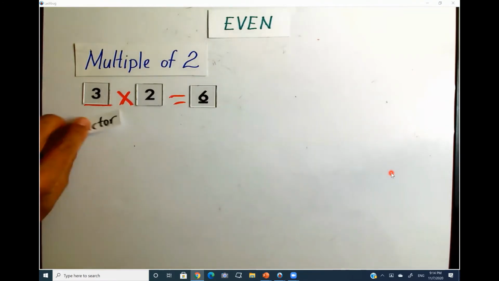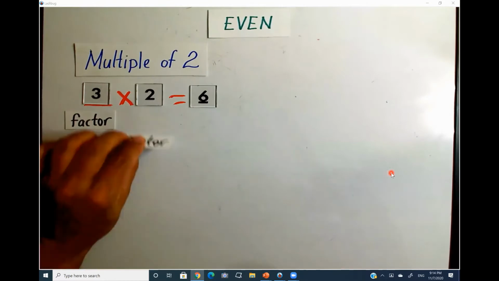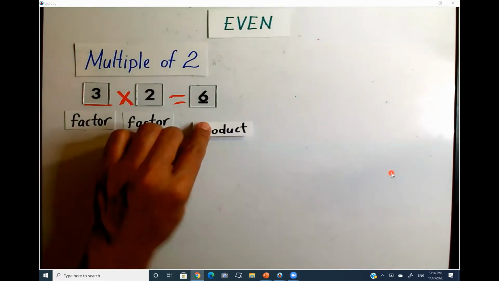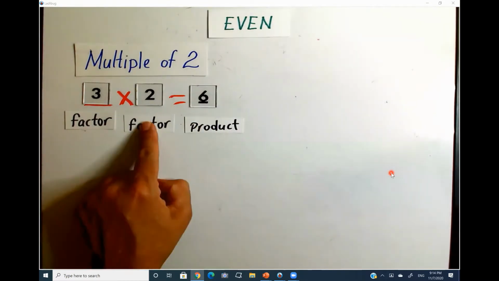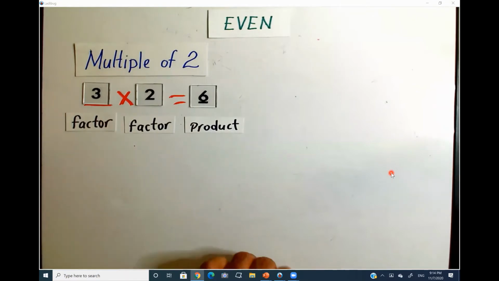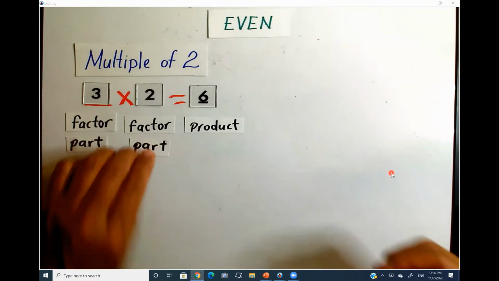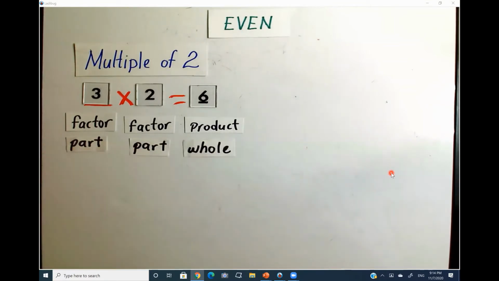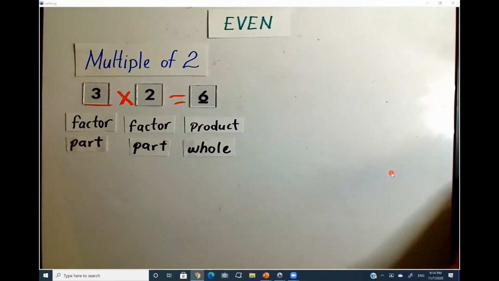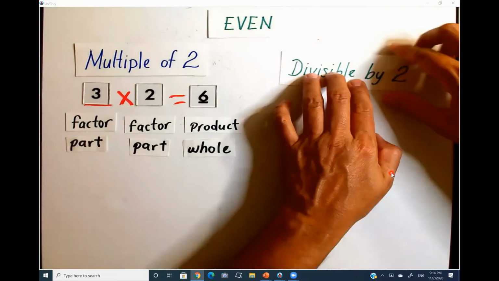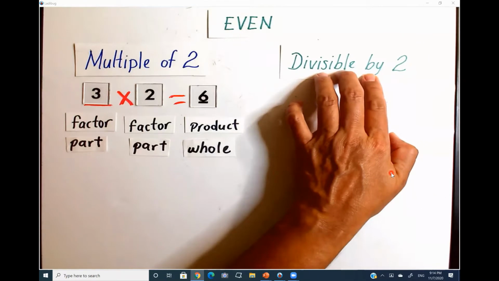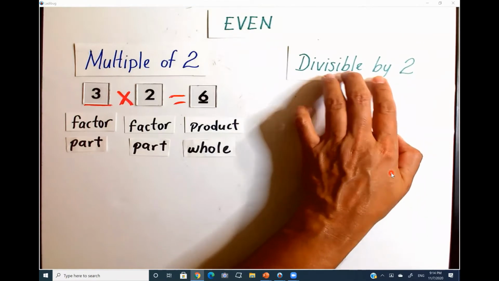Remember, the two numbers we multiply are called factors, and the answer is the product. Now, another thing we need to remember is that the factors are the parts, and the product is the whole. Now, if a multiple of 2 is an even number, we can tell too that a number that is divisible by 2 is going to be an even number too.